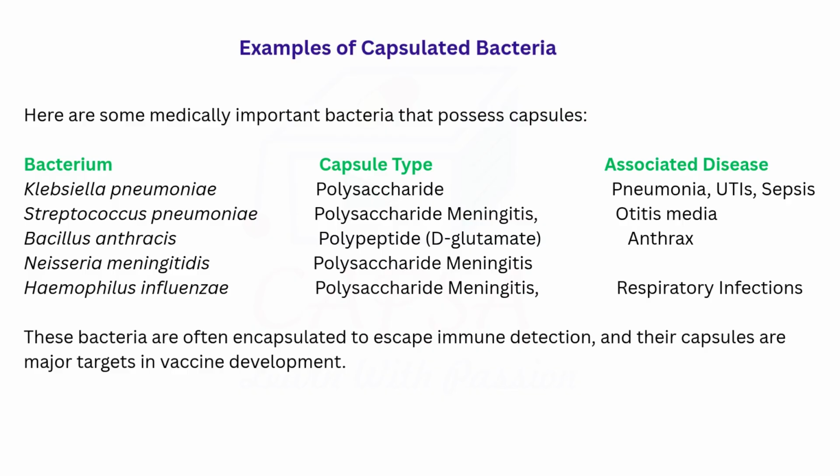Let's now look at some important capsulated bacteria you should remember, especially for exams or any kind of clinical relevance. Klebsiella pneumoniae causes pneumonia and has a very thick capsule. Streptococcus pneumoniae, a major cause of bacterial meningitis and respiratory infection. Bacillus anthracis causes anthrax and has a unique polypeptide capsule. Neisseria meningitidis, another key meningitis causing organism. Haemophilus influenzae, often found in childhood respiratory infection. In many of these organisms, the capsule is a key virulence factor, meaning it plays a direct role in causing the disease.